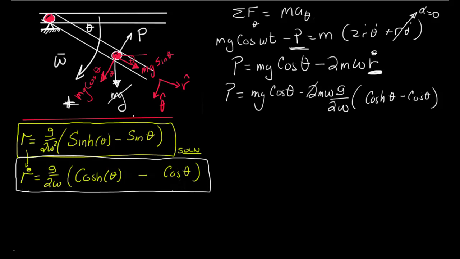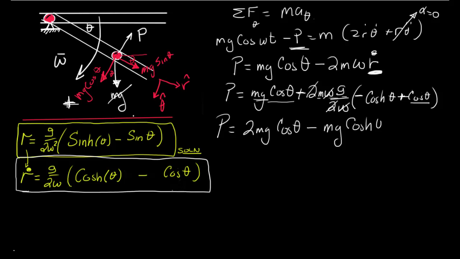And let's see, some of this cleans up a little bit. Omegas go. Interesting, we have an mg and an mg. This minus we can bring inside, as that'll be negative, and this becomes a positive. So you have an mg cos theta plus an mg cos theta, so p will be 2 mg cos of theta minus mg cosh of theta.